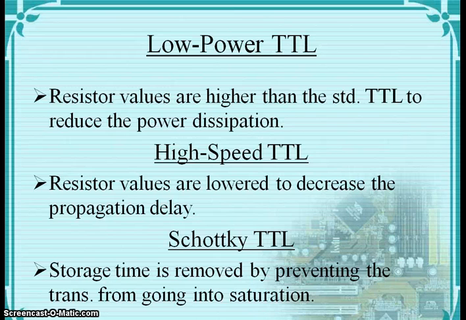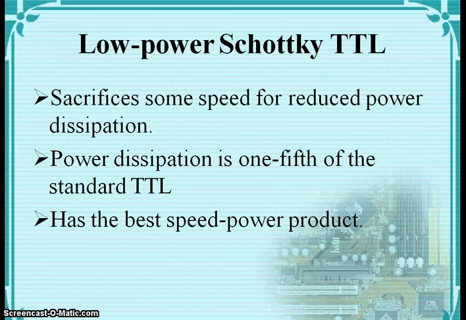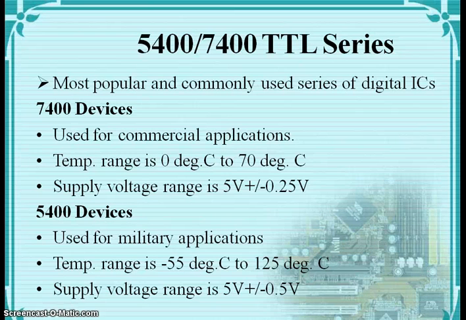In Schottky TTL, storage time is removed by preventing the transistor from going into saturation. In low power Schottky TTL, it sacrifices some speed for reduced power dissipation. Power dissipation is 1/5 of the standard TTL. It has the best speed power product. In TTL, there are two series. They are 5400 and 7400.